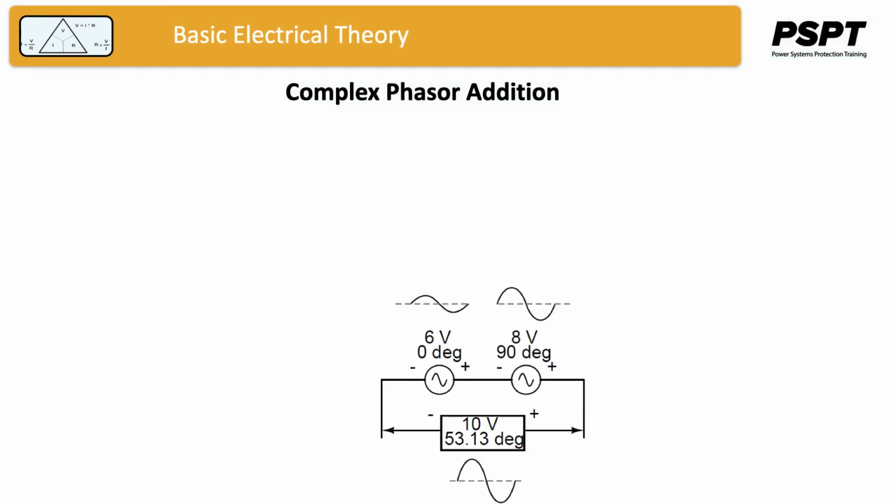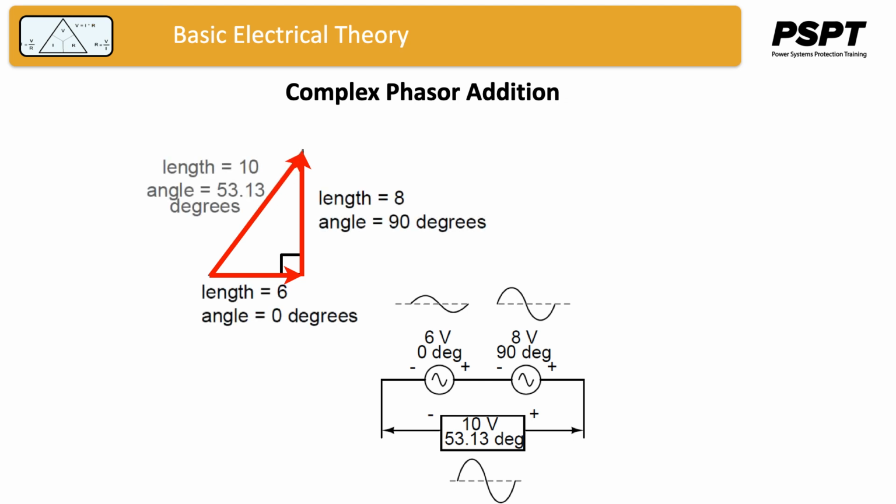If two AC voltages at 90 degrees out of phase are added together by being connected in series, their voltage magnitudes do not directly add or subtract as with scalar voltages in DC. Instead, these voltage quantities are complex quantities and must add up in a trigonometric fashion. A 6-volt source at 0 degrees added to an 8-volt source at 90 degrees results in 10 volts at a phase angle of 53.13 degrees.